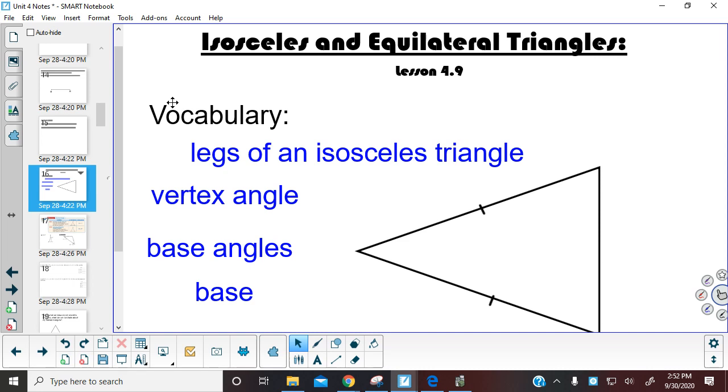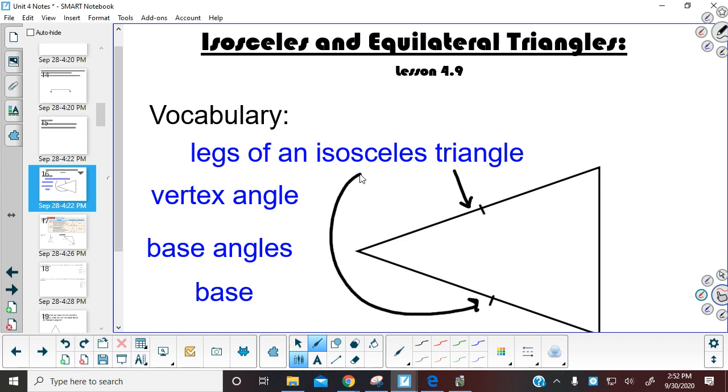So in terms of some vocabulary, first off, the legs of an isosceles triangle are the ones that are going to be congruent. If you think about us as human beings, if we were to stand with our feet shoulder width apart, our legs hopefully are going to be the same length, or in some cases close to. But in an isosceles triangle, they are the ones that are the exact same length. In terms of the vertex angle and the base angles, we're going to talk about those last.